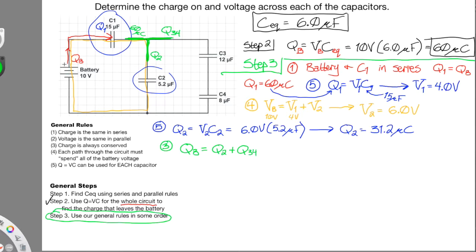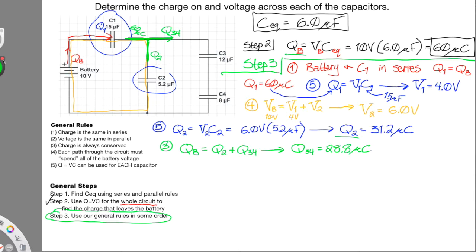So we know some of these numbers already. We know Q2, and we know the charge of the battery. So from this, we can find Q34, the amount of charge that goes this way towards capacitors 3 and 4, has to be 28.8 microcoulombs. That's 60 minus 31.2.